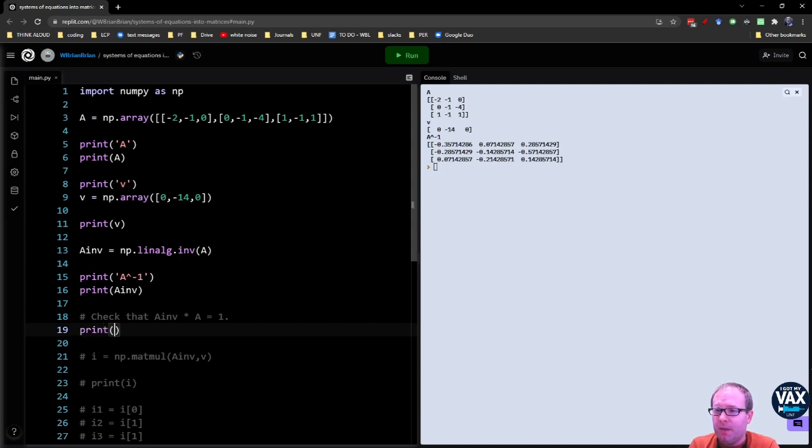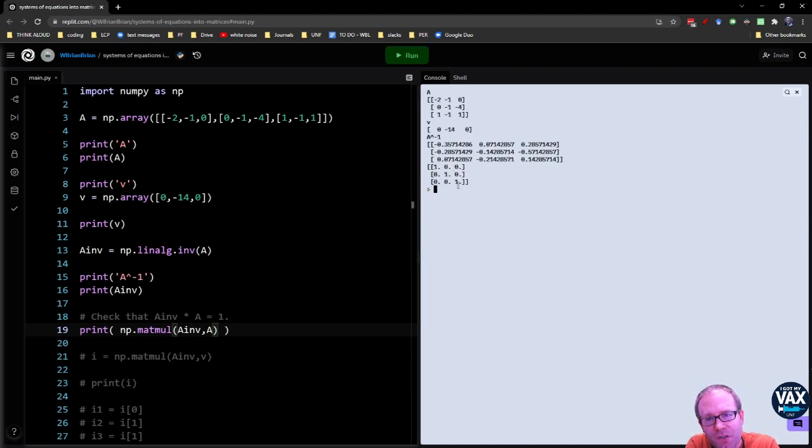We're going to ask Python to print for us np.matmul. Whenever you want to multiply two matrices together, you just use matmul, matrix multiplication. We're going to ask for matmul of A inverse, comma A. This is going to take this lovely A inverse matrix here, multiply it by the original A matrix. And we get a very special matrix here.